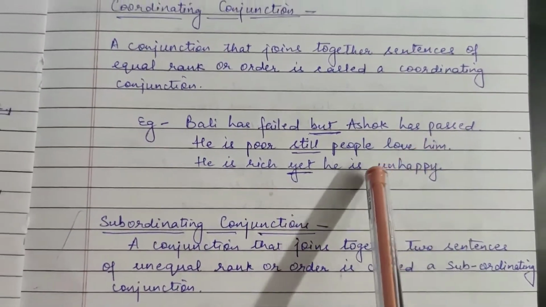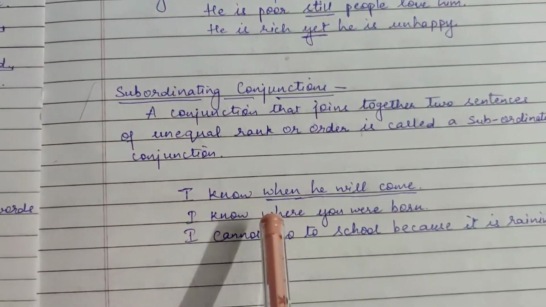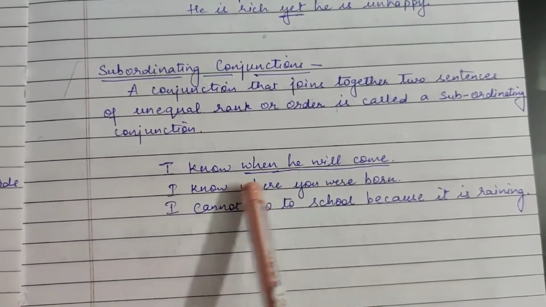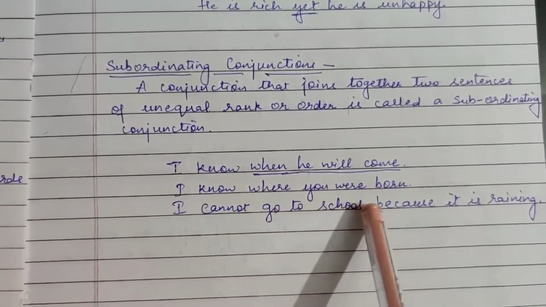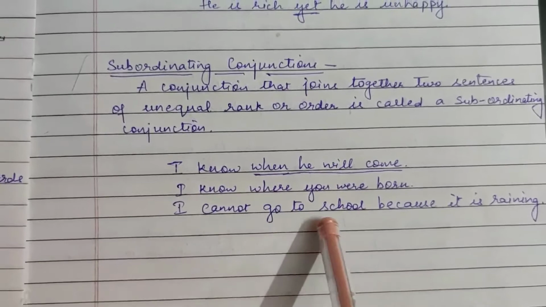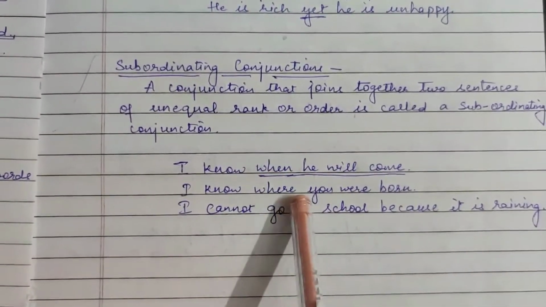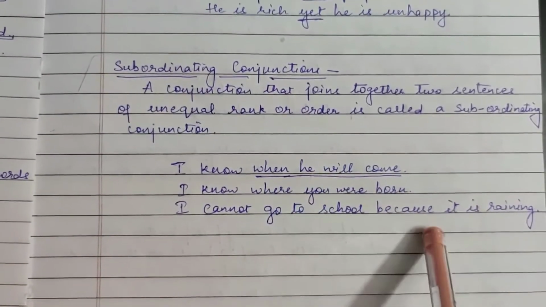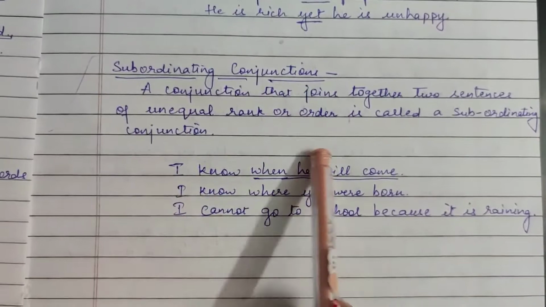So coordinating conjunctions are used to make compound sentences, whereas subordinating conjunctions are used to make complex sentences. I know when he will come. I know where you were born. I cannot go to school because it is raining. So when, where and because are the conjunctions here.